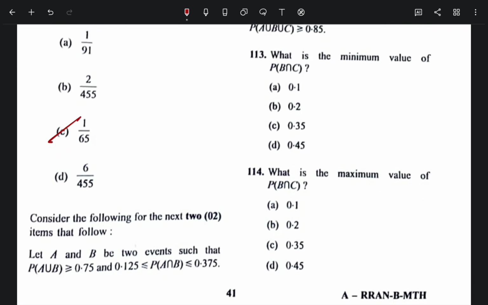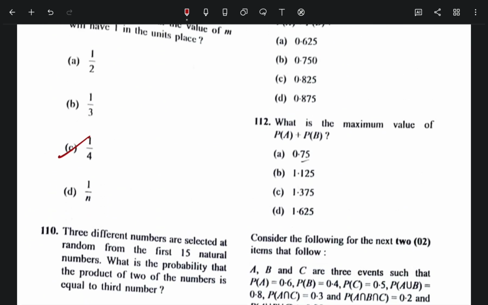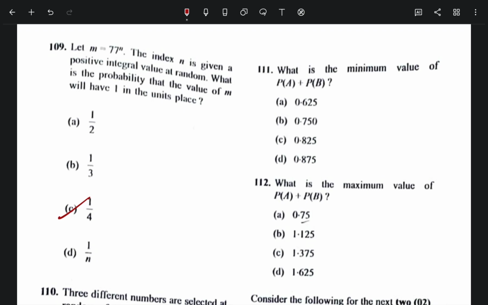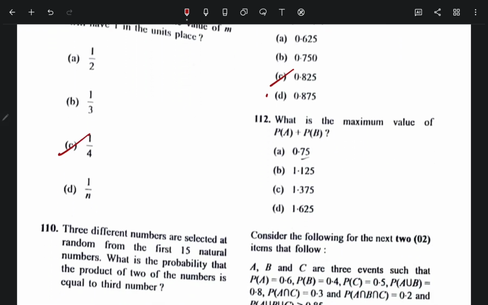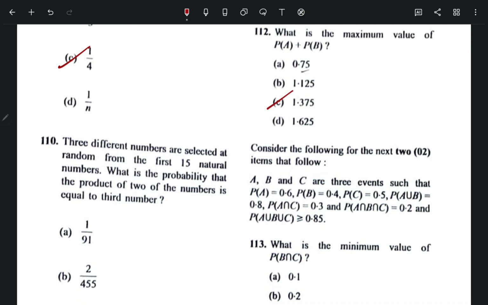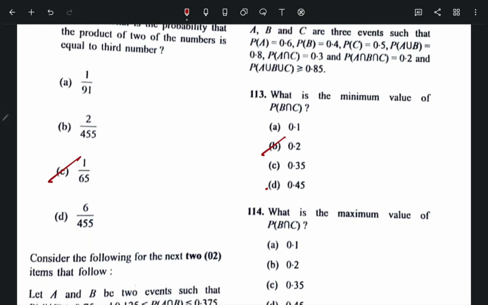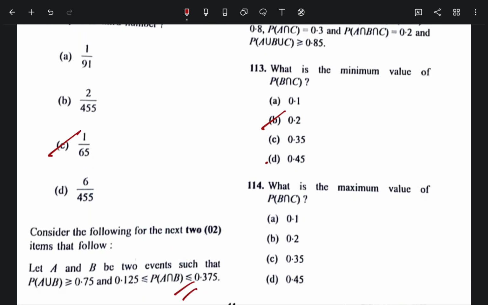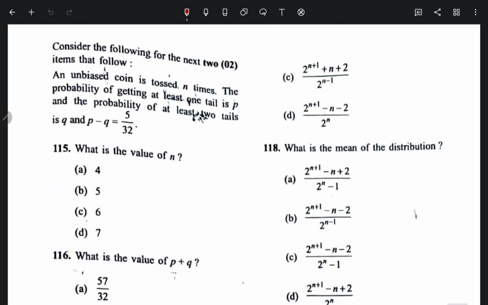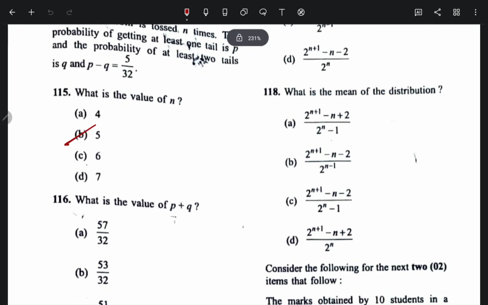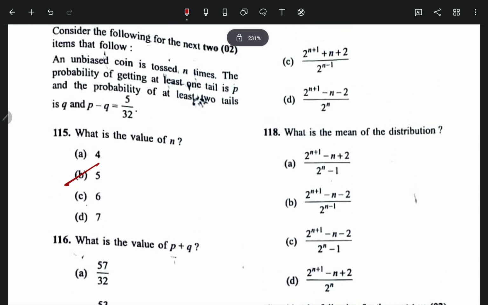Again this is a very normal formula that we are using here. So P of A union B is equal to P of A plus P of B minus P of A intersection B. So 111 you'll get C. 112 you get again C. 113 you get B. The same thing but with 3 values: P of A intersection B intersection C, and again union among all these things. 114 you get C. 115 you get B. So again probability.